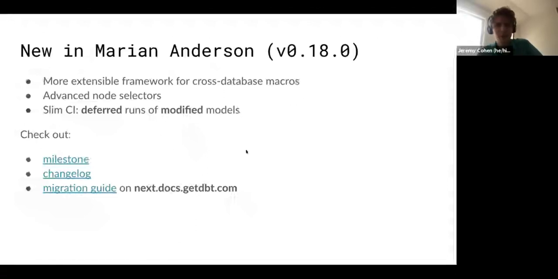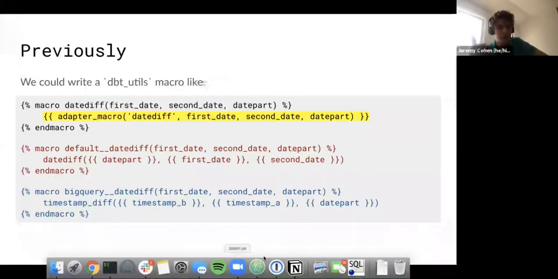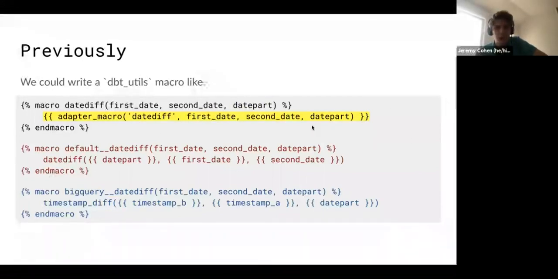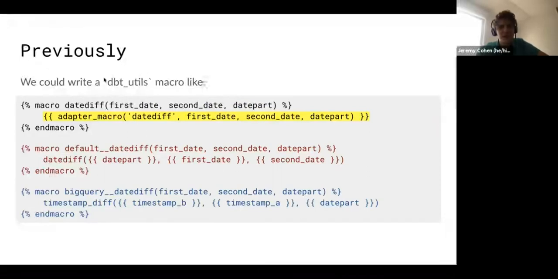Let's try to get right into it. So anybody on the call, you can wave or thumbs up or however, familiar with this adapter macro pattern. Writing this word adapter macro and then passing it the name of a macro and a list of arguments that then would resolve to either this default double underscore or the name of an adapter, of a database, double underscore. Does this ring any bells for people? Yeah, where have you maybe seen this before? Okay, there's a hint. I gave it away.